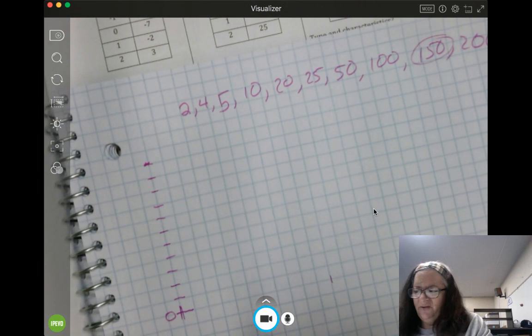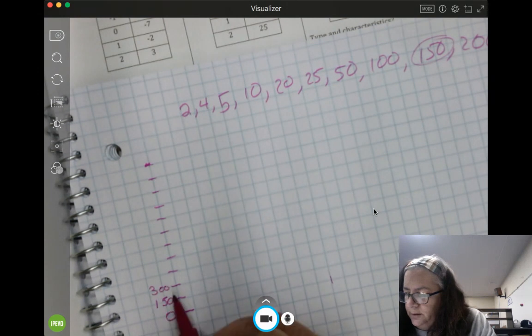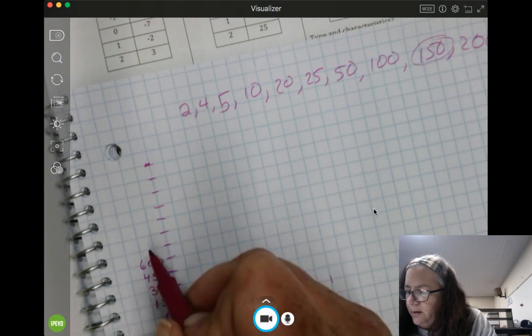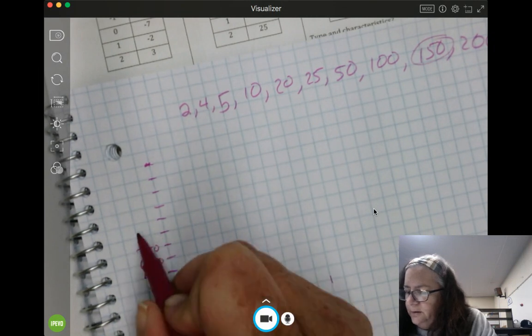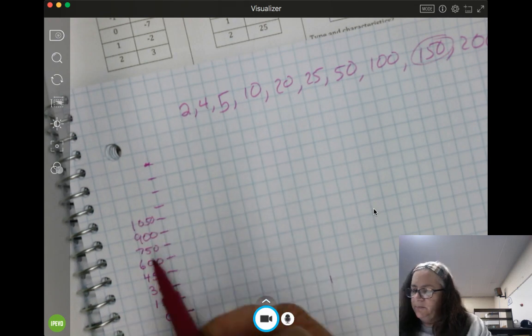I could use 150. Why not? So I'm going to have to do a little adding. So this one's going to be 150, 300, and then 450. Boy, this is taking a little adding. 600, 750, 900, 1050. Okay, so I used most of my space, right?